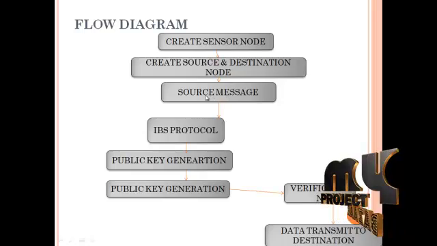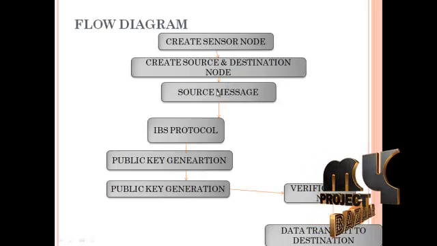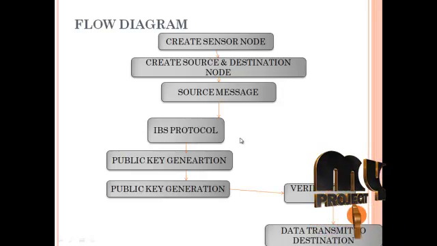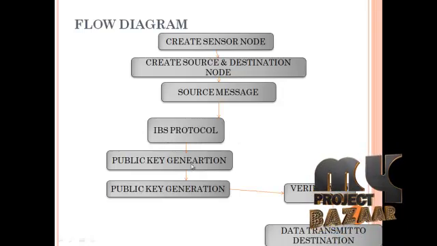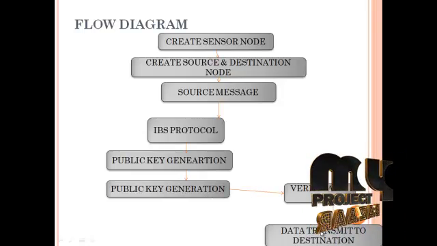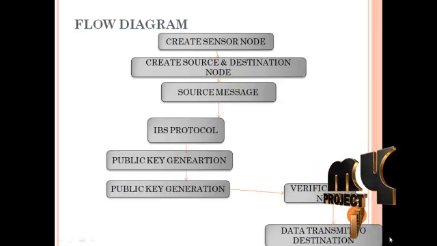The source message is here the input data. We have to choose a file as the source message, and then the source message is sent to the trust authority. The trust authority applies the IBS protocol. Then in our IBS protocol, the public key is generated, the public key is verified, and the data is transmitted to the destinations. Now we have to run our project.